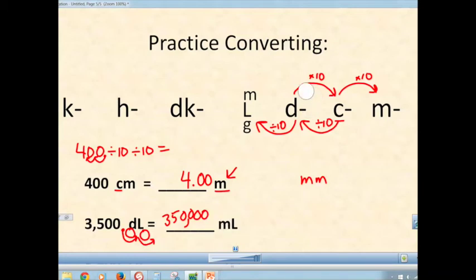Be a little bit careful. Sometimes people think, oh, if I'm multiplying by 10 then I add zeros, and if I'm dividing by 10 I take away zeros. That's not true. Move the decimal. Always be thinking of moving the decimal, and then fill in zeros as needed.